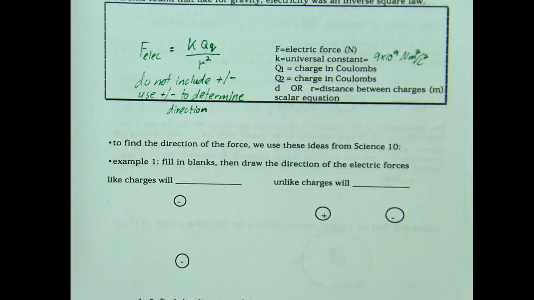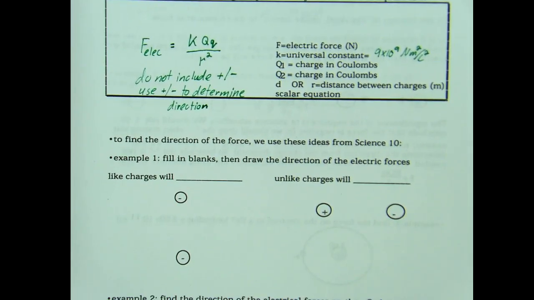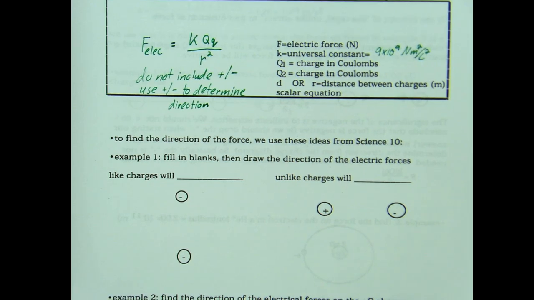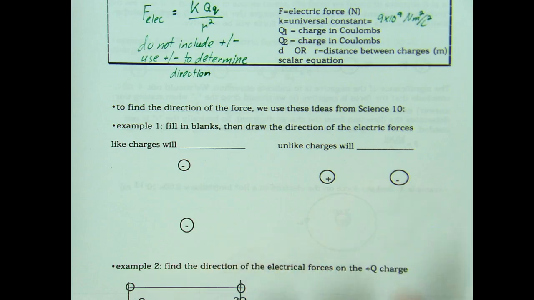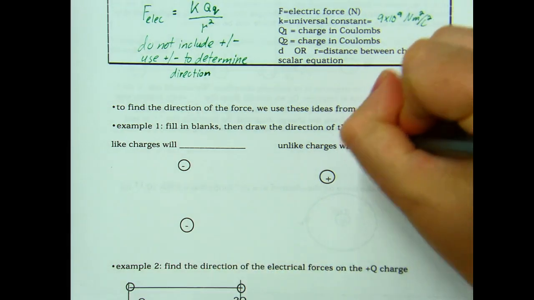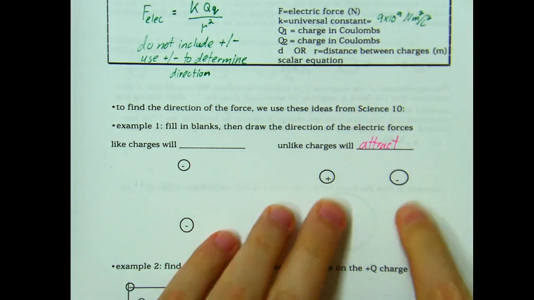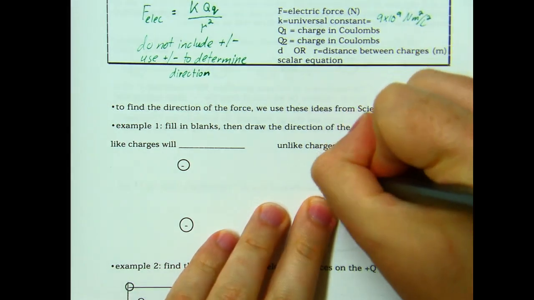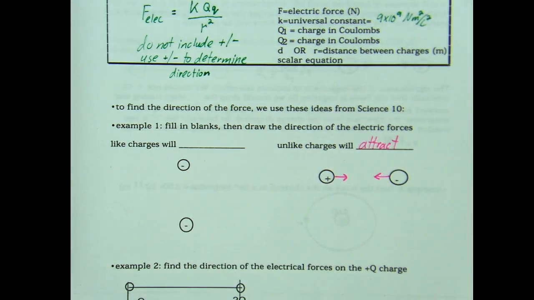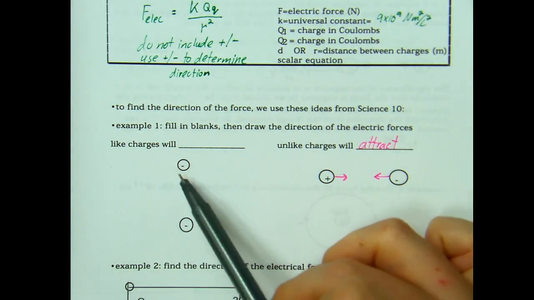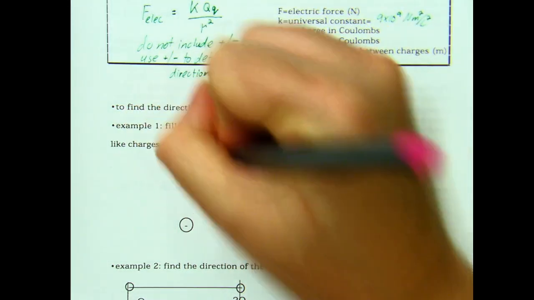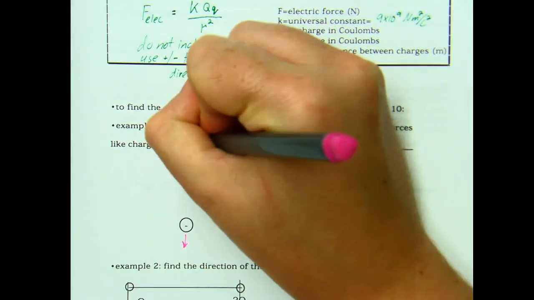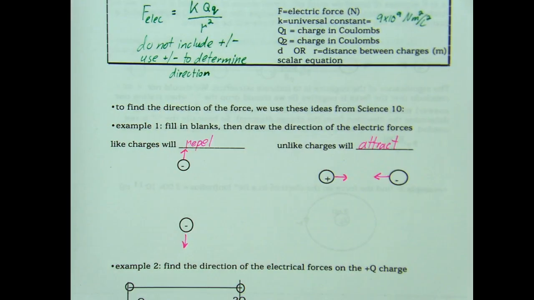To find the direction of the force, we use the ideas from science. Again, it's not in Science 10 anymore. It's from science in middle school, I believe, where if you have a positive and a negative, unlike charges are going to attract each other. So the force on these two objects is going to be in. And these two objects here, the force is going to repel. So the force on this guy is going to be up, and the force on this guy is going to be down, because like charges are going to repel each other.